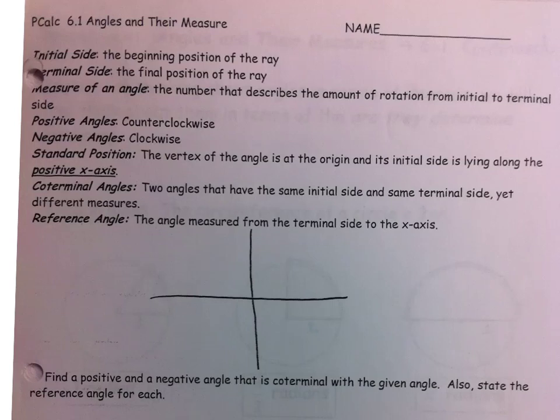Alright guys, we're going to give this a shot. This is section 6.1, angles and their measure. And this is kind of a vocab heavy section, so we're going to go through a couple words, draw some pictures, and then kind of get the vocab out of the way before we start some problems.